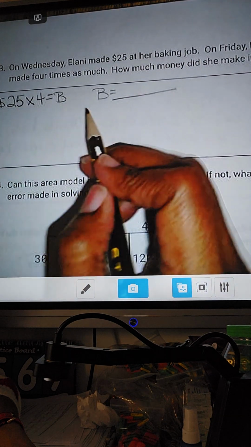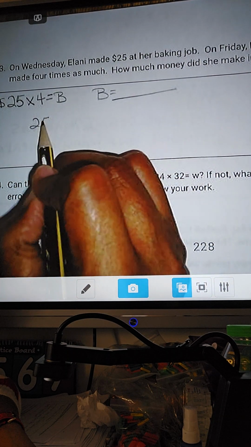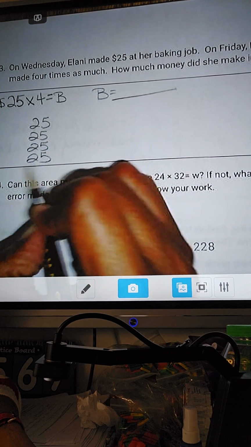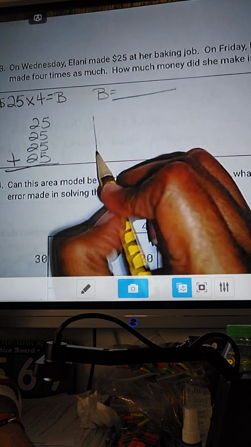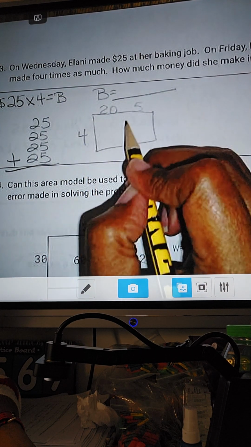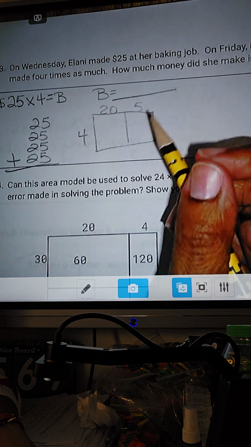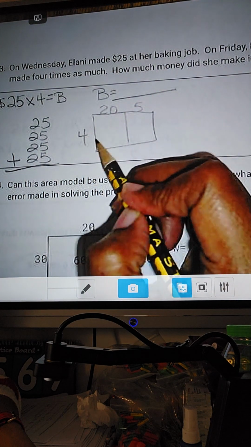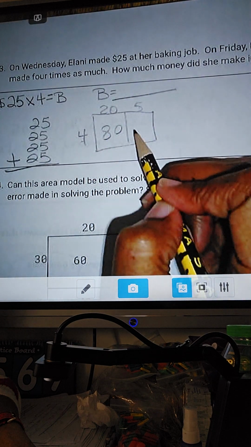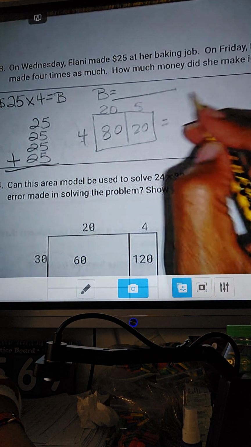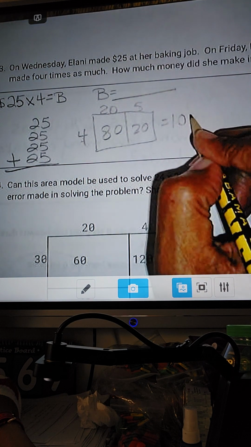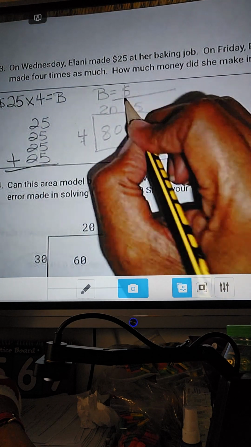Okay, so 25 times 4, you could do 25 plus 25 plus 25 plus 25. You could do that. You could do an area model, 25 times 4. 20 times 4 is 80, and then 4 times 5 is 20. 80 plus 20 is 100. So she made $100.